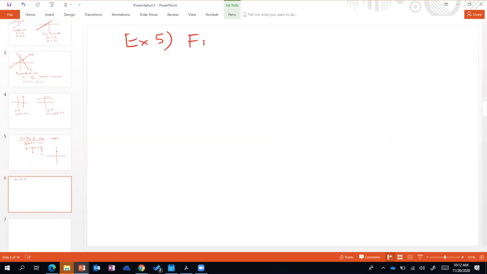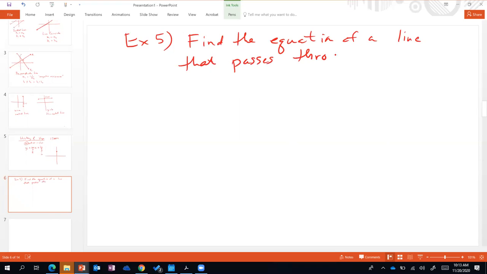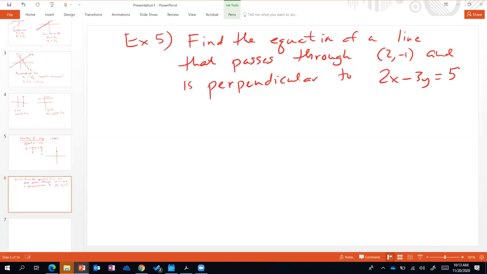Exercise 5. So find the equation of a line that passes through (2, -1) and is perpendicular to x minus 3y equals 5. Boom, there it is. I'm writing a little slower, so as not to do all the chicken scratch for you guys.